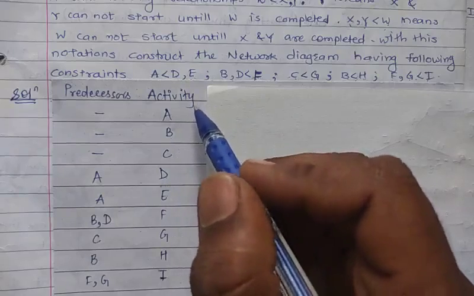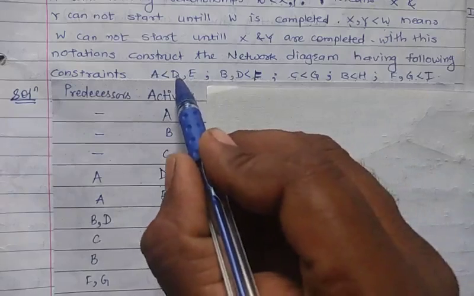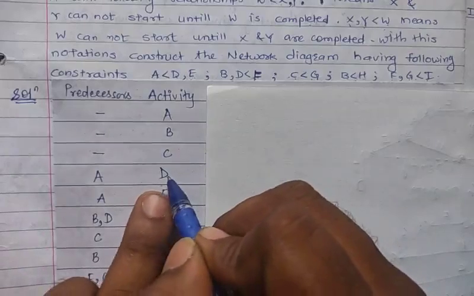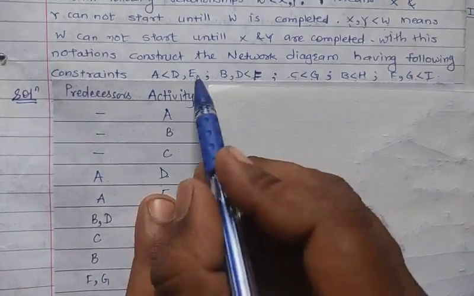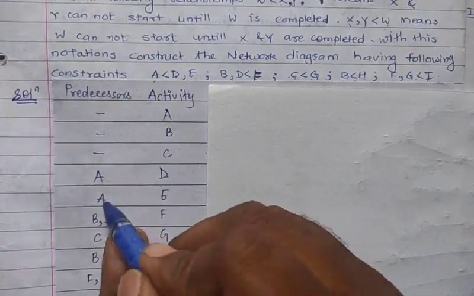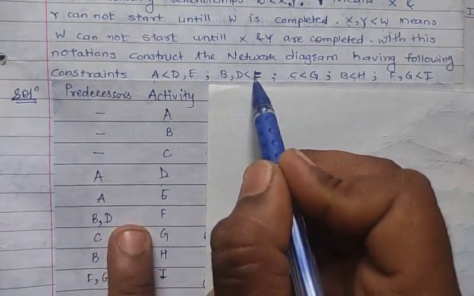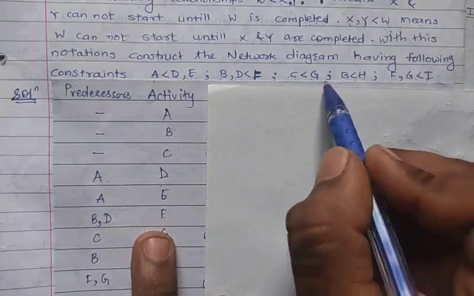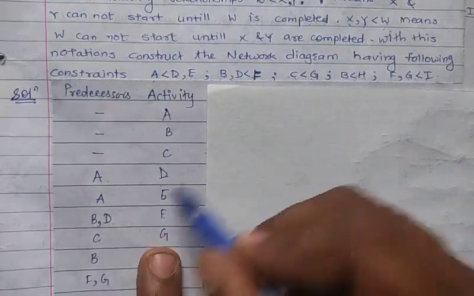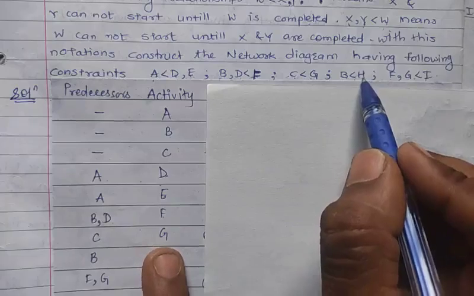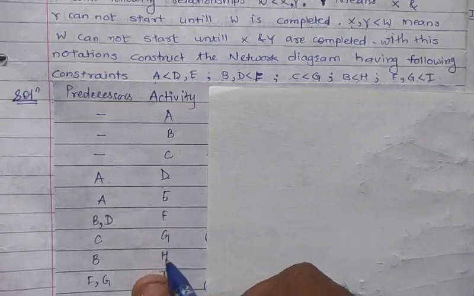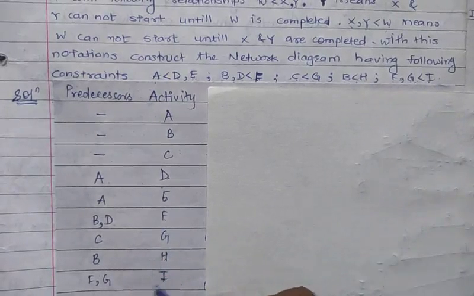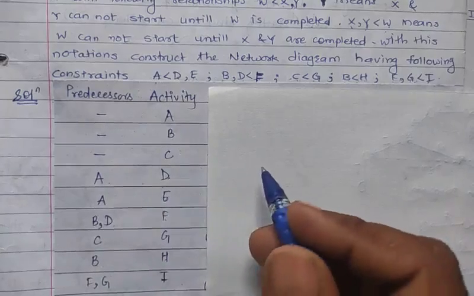Now write down its predecessors. So D has predecessor A. Next E has predecessor A. Next F has two predecessors, B and D. Next G has predecessor C. Next H has predecessor B. Next I has two predecessors, F and G. So this is our given data.